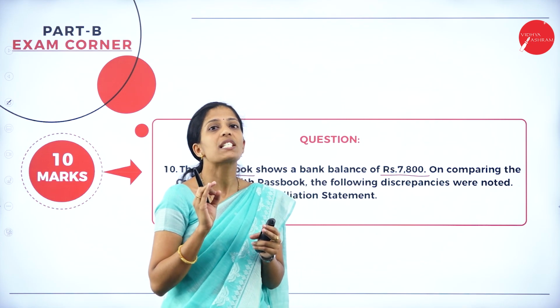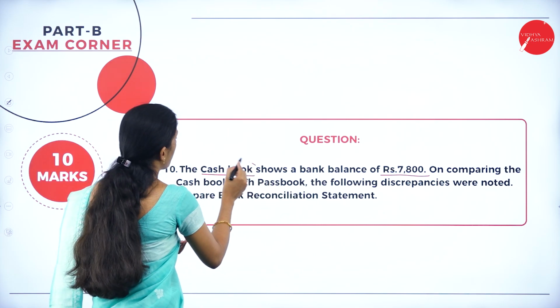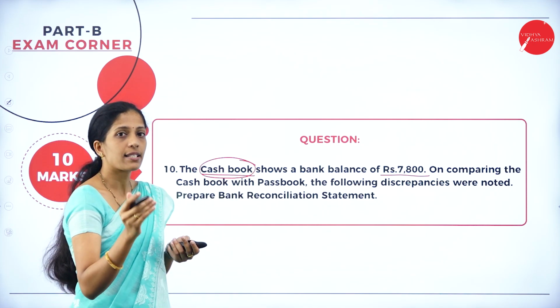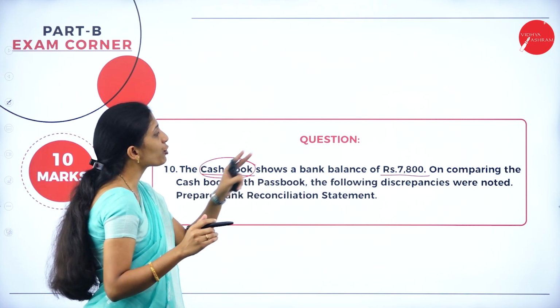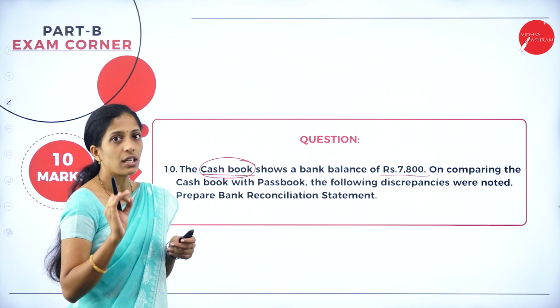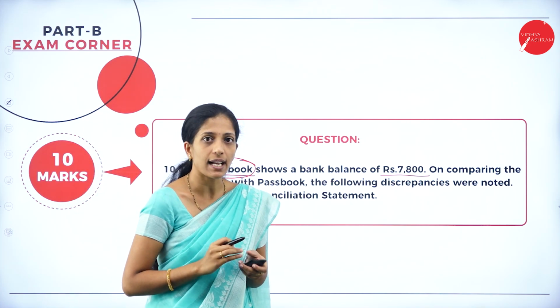first, you have to know which is the base book. Now, if you see the problem here, the cash book shows a bank balance. In the sense, they have given the base book as cash book. In the same way, suppose they say the passbook shows a bank balance, then passbook will be the base book. Hope you have understood. First, you have to identify the base book. In this problem, cash book is the base book.